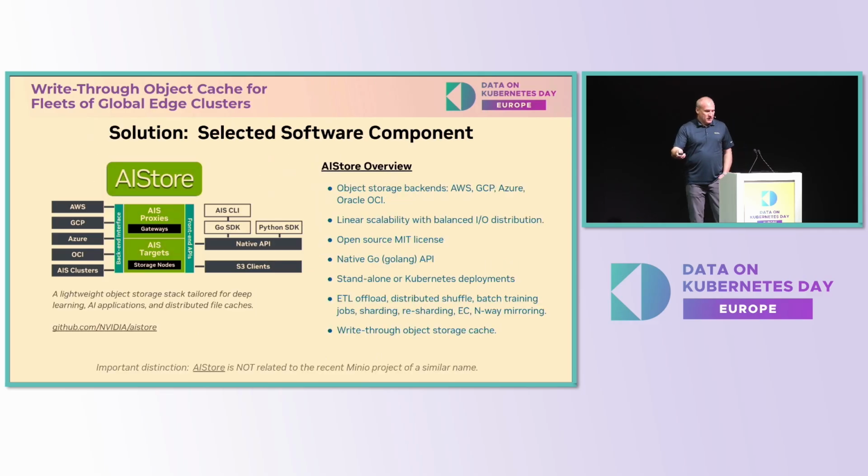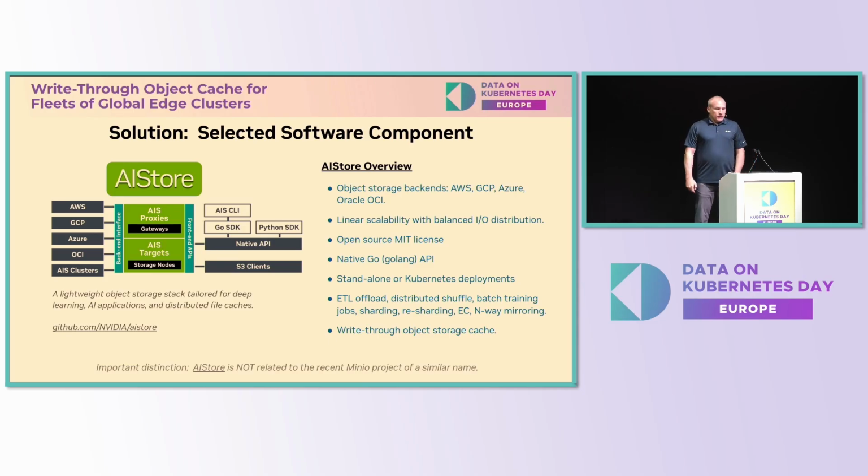Awesome stuff. So real quick, I want to talk about AIStore. I'm not going to do a deep dive on it here. There was a session at KubeCon North America, and I'll link the YouTube link at the end of the deck. But essentially, it's a lightweight object storage system that's tailored for deep learning AI applications, and for our case, a distributed file cache. It supports a lot of different S3 backends, such as AWS, GCP, Azure, Oracle OCI, and other AIStore clusters. It has support for generic S3 clients and also a native Go API.